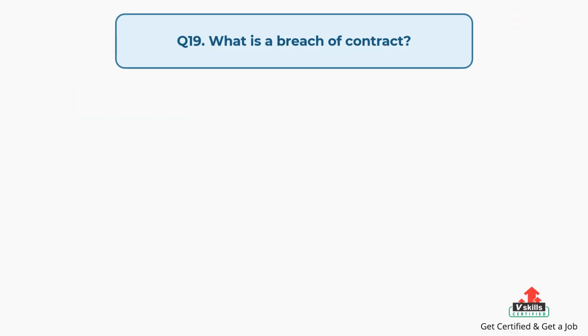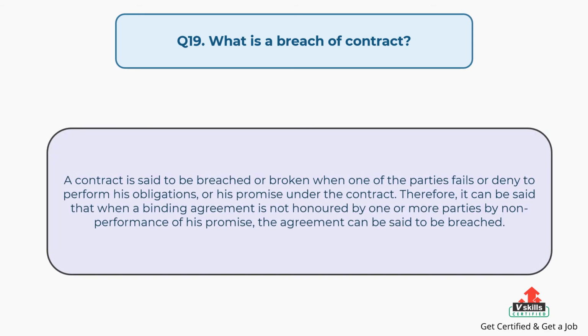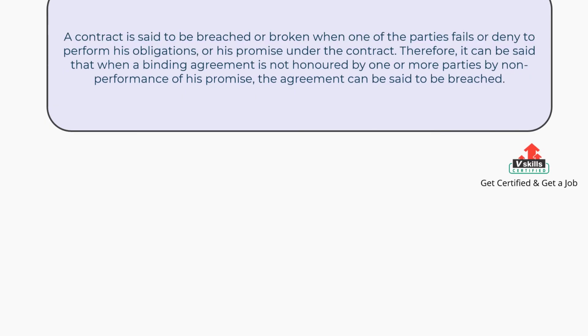Question number 19. What is a breach of contract? The answer is, a contract is said to be breached or broken when one of the parties fails or denies to perform his obligations or his promise under the contract. Therefore, it can be said that when a binding agreement is not honored by one or more parties by non-performance of his promise, the agreement can be said to be breached.